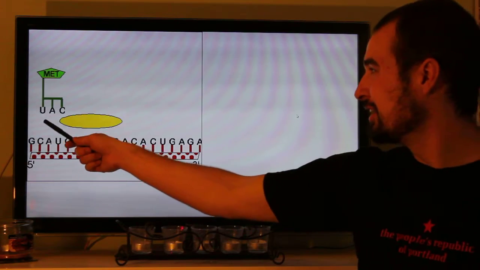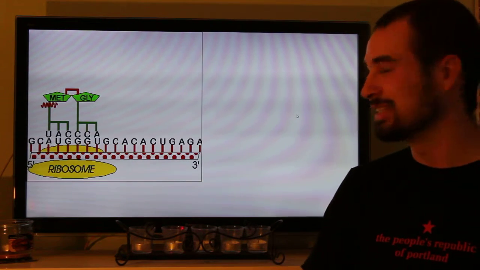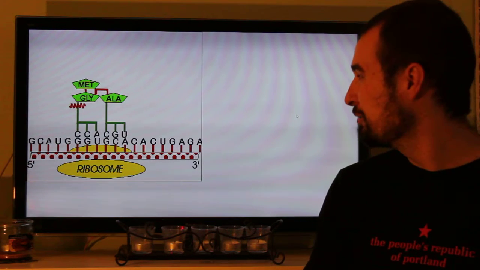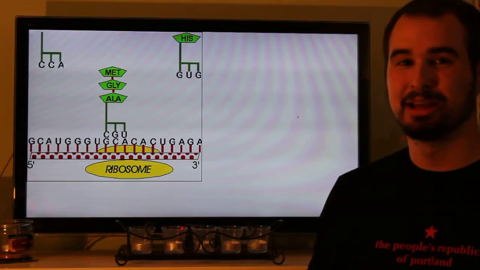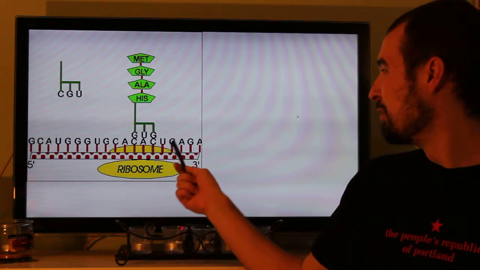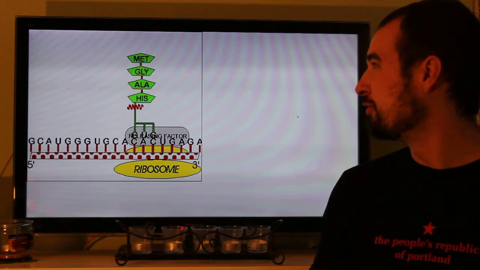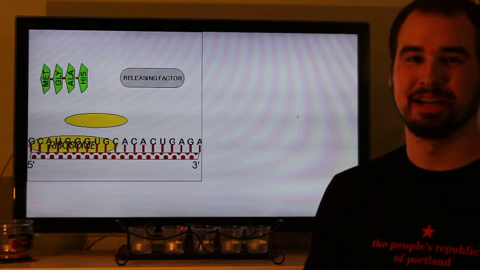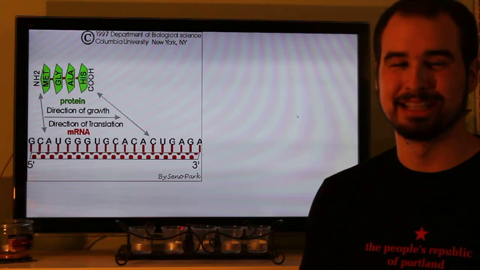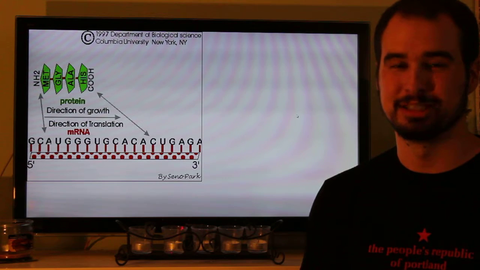Here we have the starting codon with its anticodon. The large ribosome connects and a polypeptide bond is built. This will continue along, building a more complicated chain of amino acids until a stop codon is found, which is the very last one here. Once that is found, a releasing factor will come in and it will free this polypeptide chain and turn it into a complete protein. This is the process of translation and finishes up the whole process of transcription to translation.